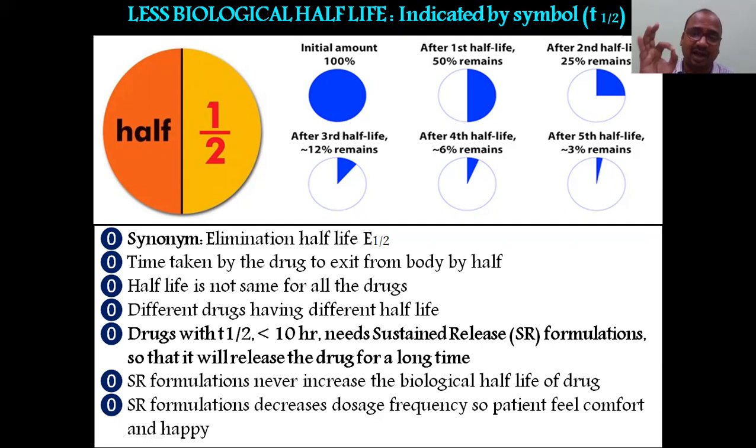Keep in your mind, half-life is different for different drugs. All drugs do not have the same half-life. That point is very, very important. Even if you make a sustained release formulation, you cannot change the biological half-life. It is not at all possible. Once the drug has entered the systemic circulation, we cannot change the biological half-life. However, you can make the formulation sustained release.